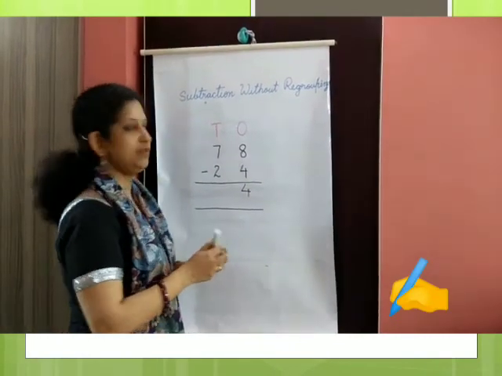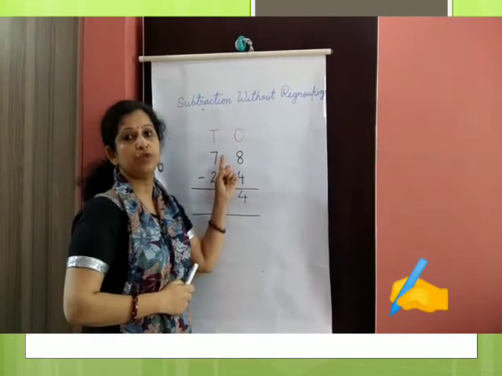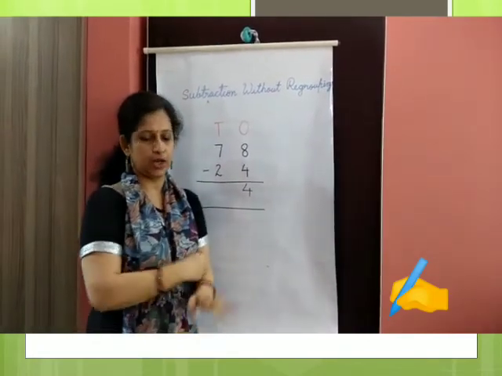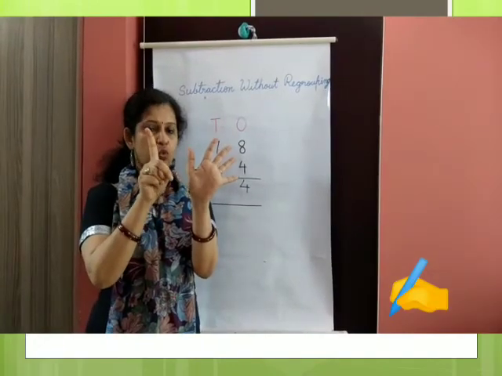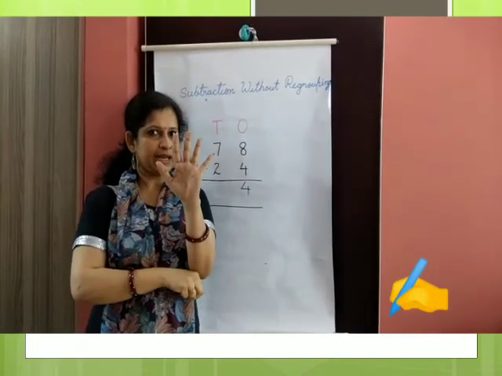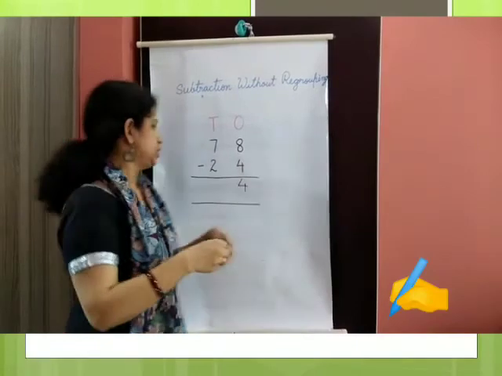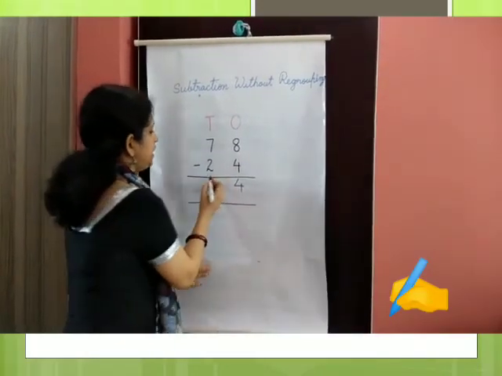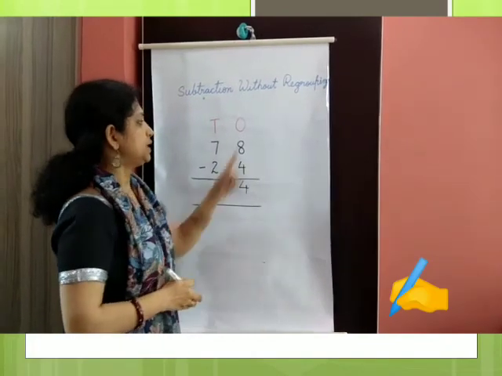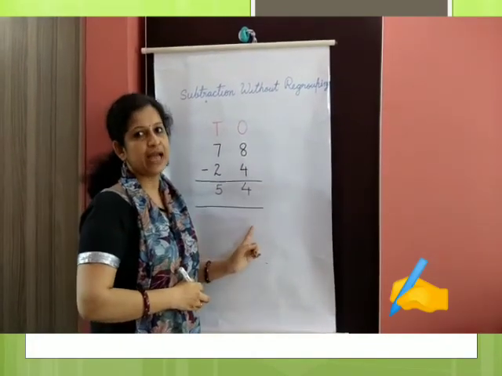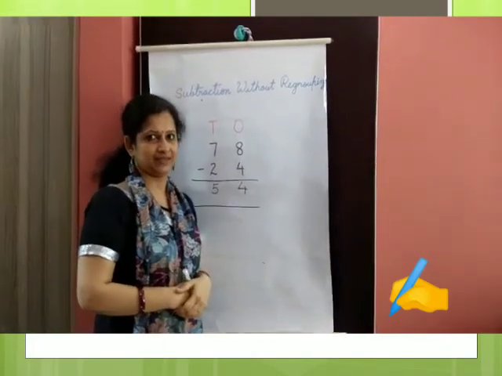Now similarly we will subtract 2 from 7 in the tens column. This is 7. We have to remove how many? 2. 1, 2. How many are left? 5 is left. So we write 5 in the tens column. So this is the simple way to subtract without regrouping.